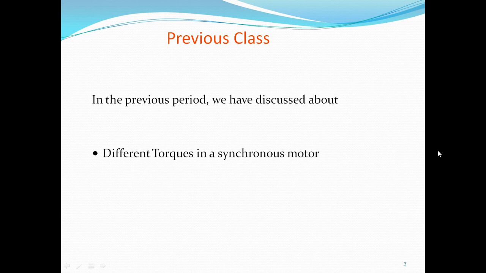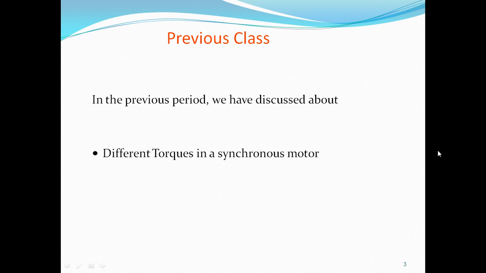So the torque where the motor comes out of synchronism is called pull out torque. At what angle will this happen? This will happen when alpha is equal to 90 degrees. That is the maximum power or maximum torque the motor can bear.